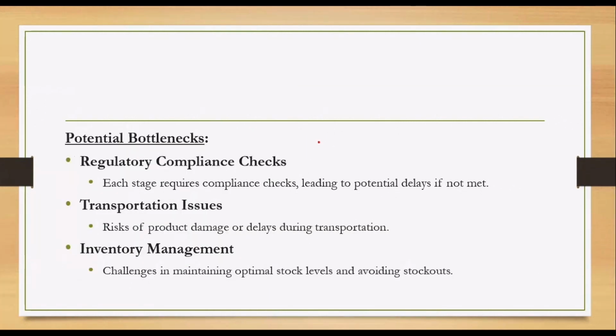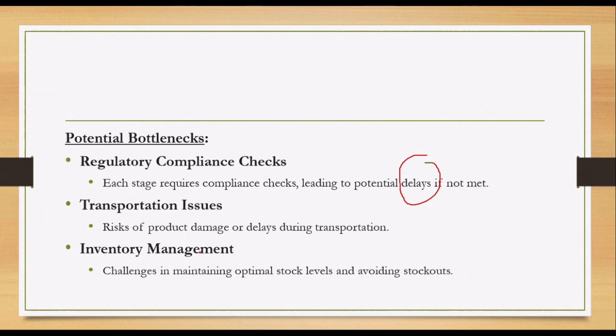So the potential bottlenecks, if you see: regulatory compliance checks. Each stage requires compliance checks, leading to potential delays. This delay is happening because of regulatory checks, and that is very important. Another bottleneck is transportation. Proper transportation is also very important, and if a delay in transportation happens, it affects your production scheduling and then distribution of the product.